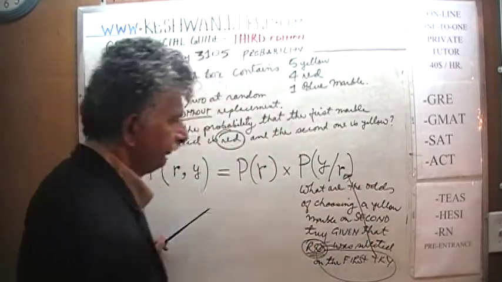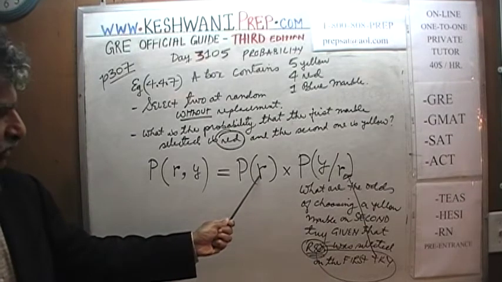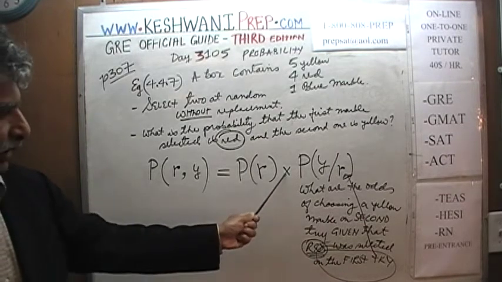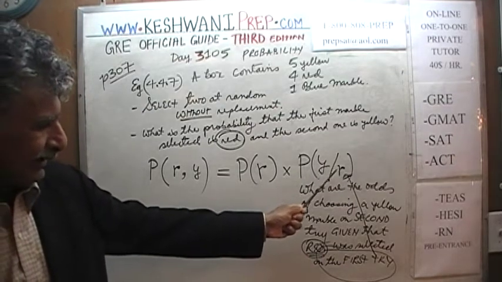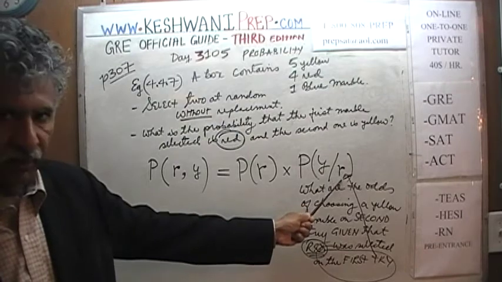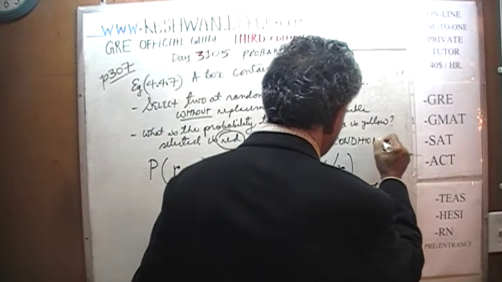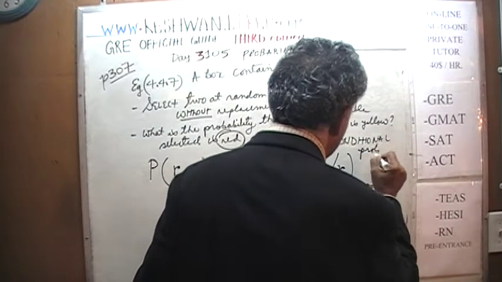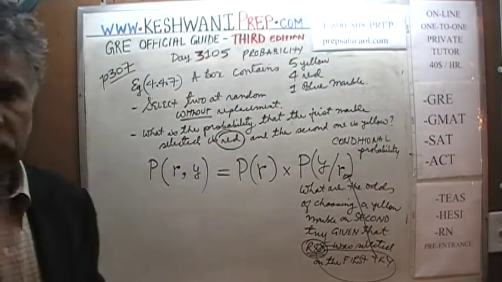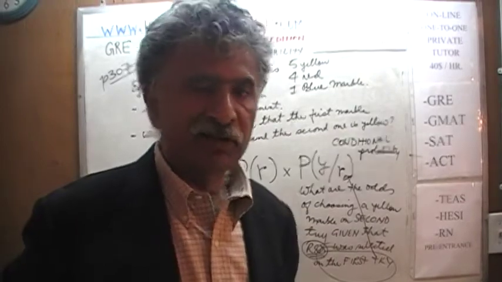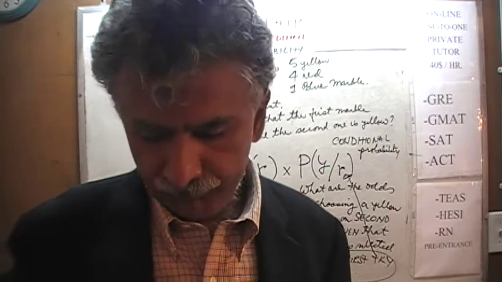That is this part right here. So this is the second try, and this is the first try. What are the odds of picking a red one on the first try times the odds of choosing the yellow one, given the fact that the red was chosen on the first try? And this is what is known as conditional probability. It is called conditional probability, obviously, because the odds of choosing the yellow one is conditioned upon the fact that the red was chosen on the first try. Do you understand? That's the condition.